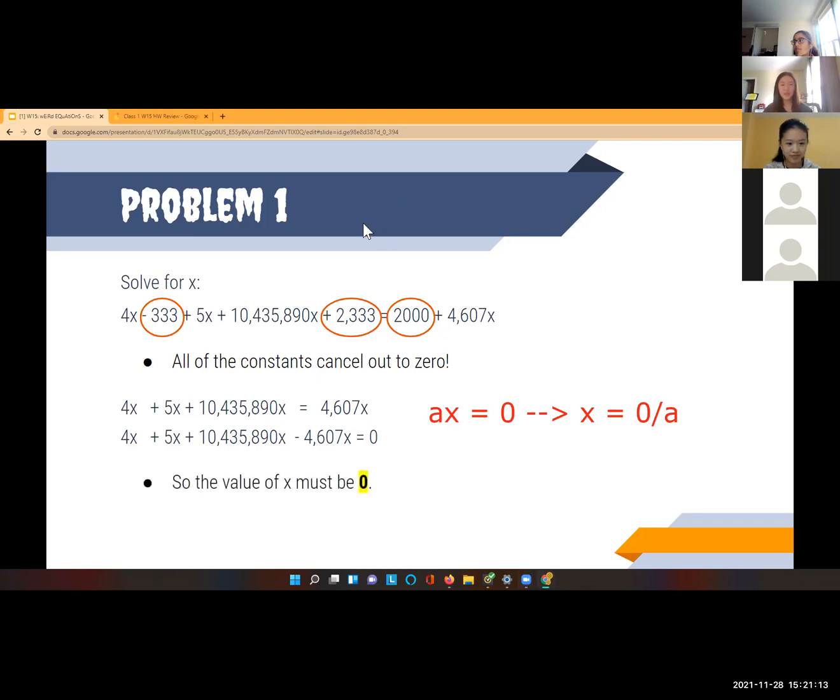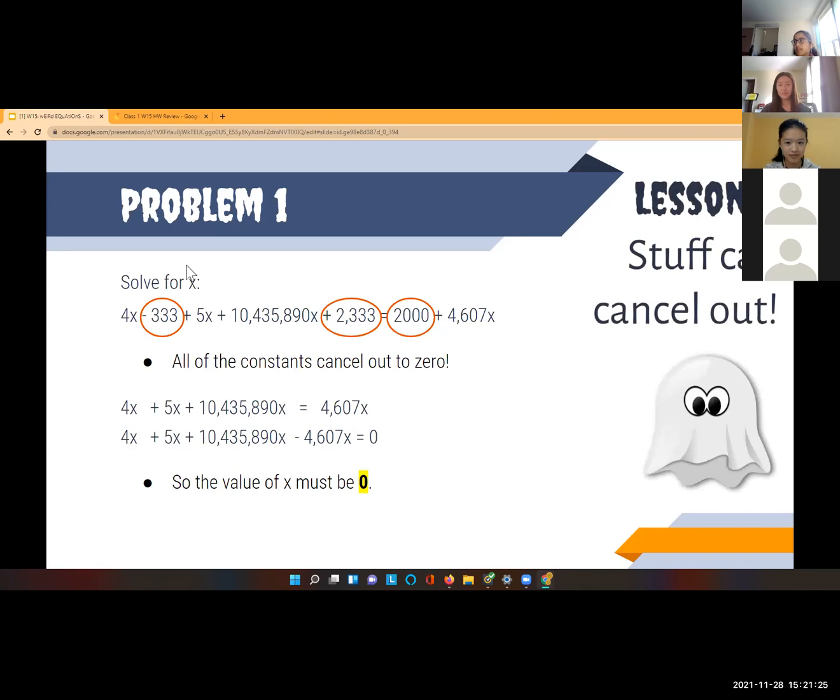And we didn't really have to even do any calculations. We just had to figure out it equaled 0 and we were done. So the first lesson is that stuff can cancel out.